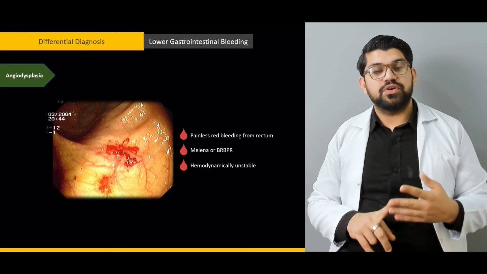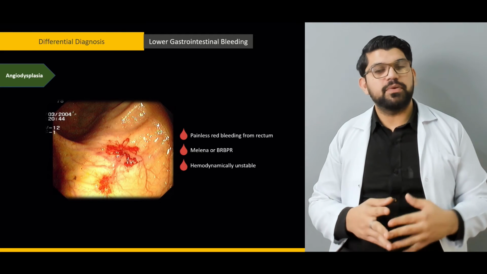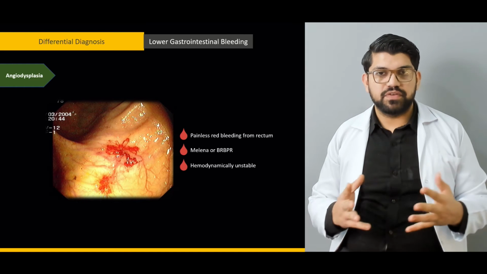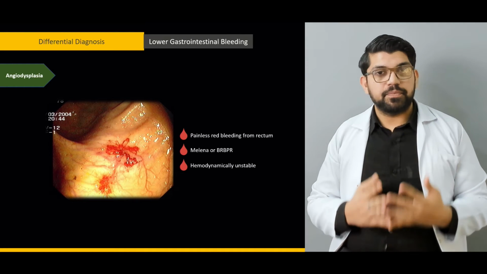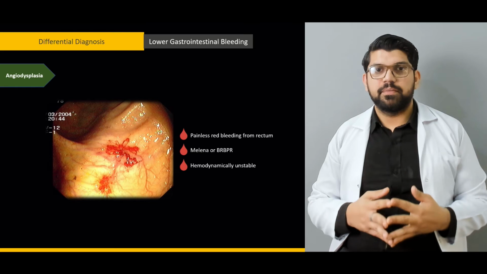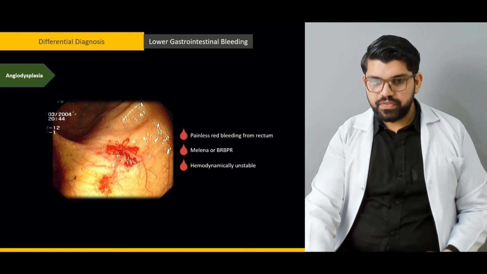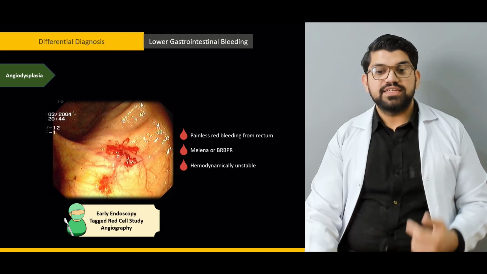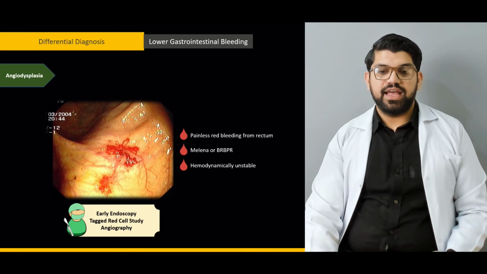If uncrossmatched blood is available, go for O negative uncrossmatched blood. It can preserve the intravascular volume, preserve the organs, and prevent end organ dysfunction. So early endoscopy, tagged red cell study, and angiography.